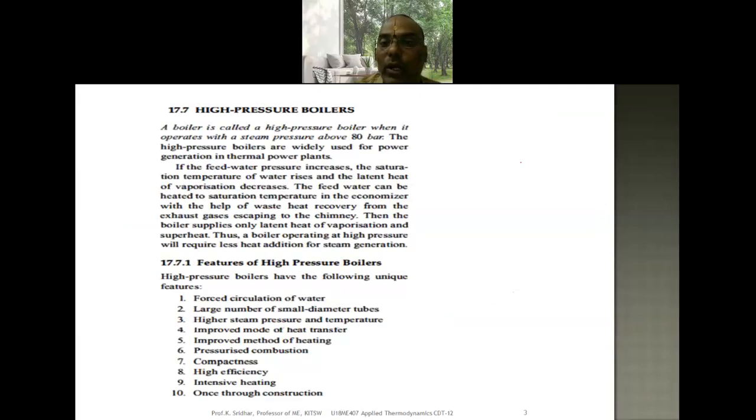And I've already told you that the Benson boiler and the Lamont boiler are basically examples of the high pressure boilers. So let us first know what we mean by a high pressure boiler. Whenever the steam generation pressure is above 80 bar, then it is known as a high pressure boiler. In the present days, most of the modern thermal power plants are basically using these types of high pressure boilers.